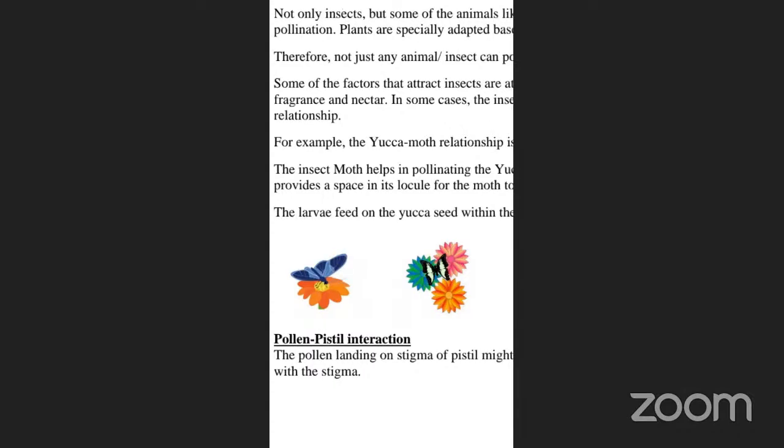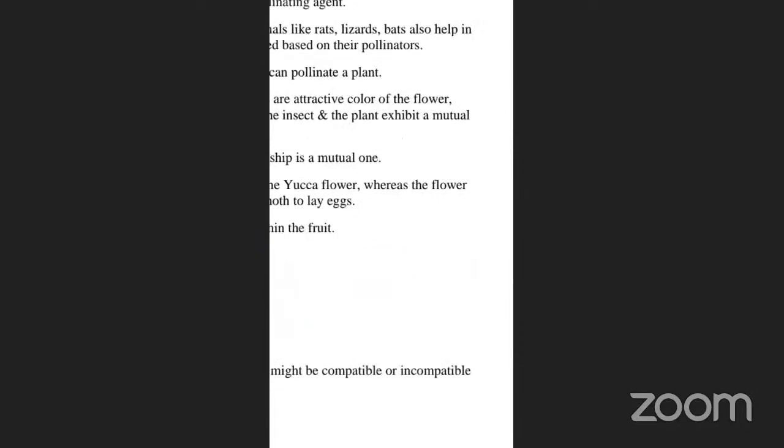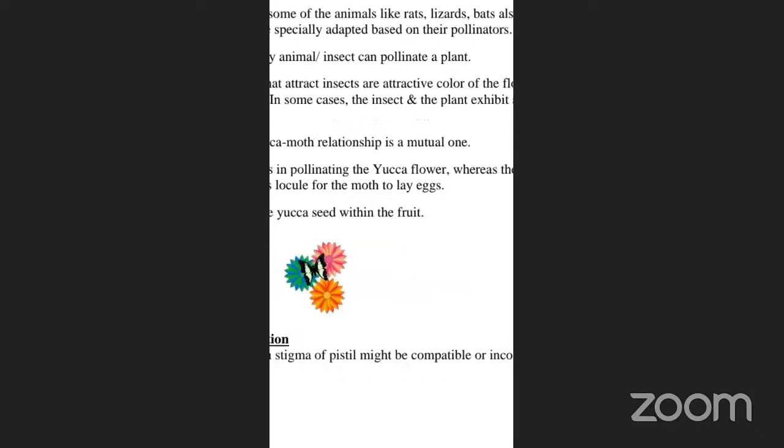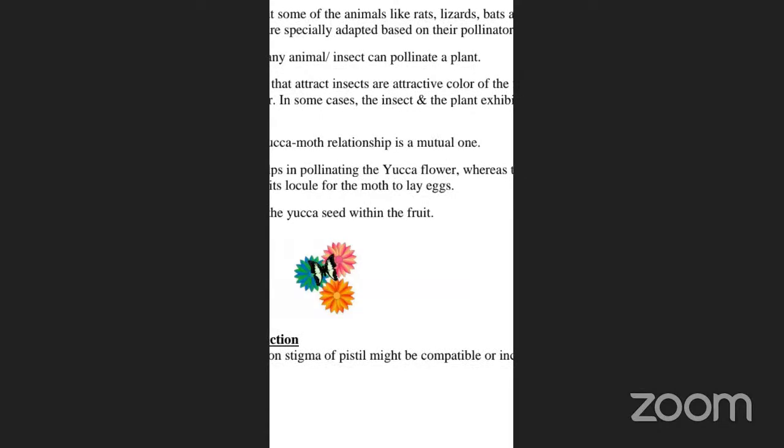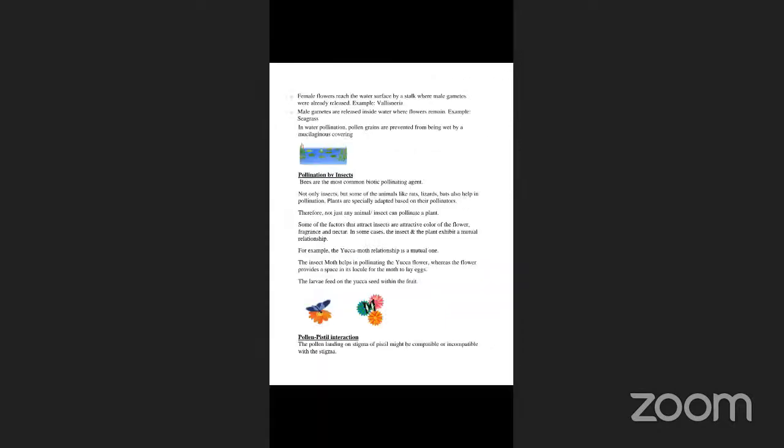Describe the pollen pistil interaction. It is the interaction between pollen and pistil, pollen landing on the stigma of the pistil. Compatible or non-compatible. After the pollen reaches the stigma, some are compatible and some are not compatible, with the stigma action.